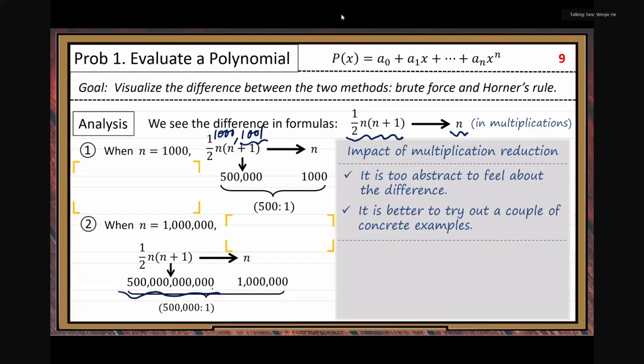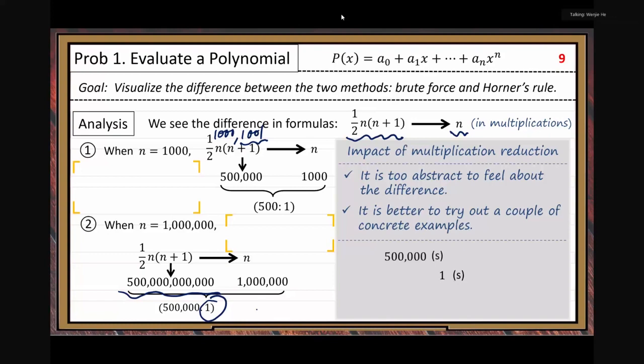If you look at 500 times versus 1, you cannot feel how much better it is. So let me use another conversion to let you feel the difference. Let's make that 1 correspond to 1 second. This 1 here refers to 1 second. If you apply Horner's rule, we use 1 second and we can find the answer of the 1 million degree polynomial.